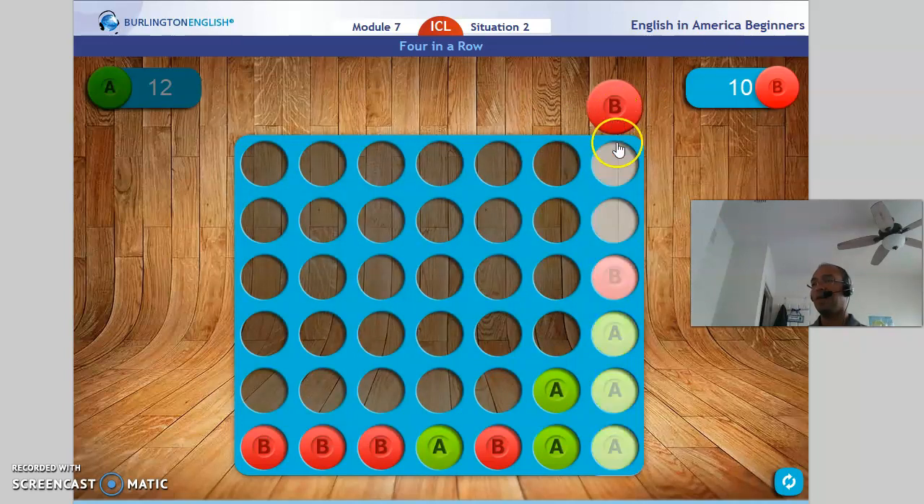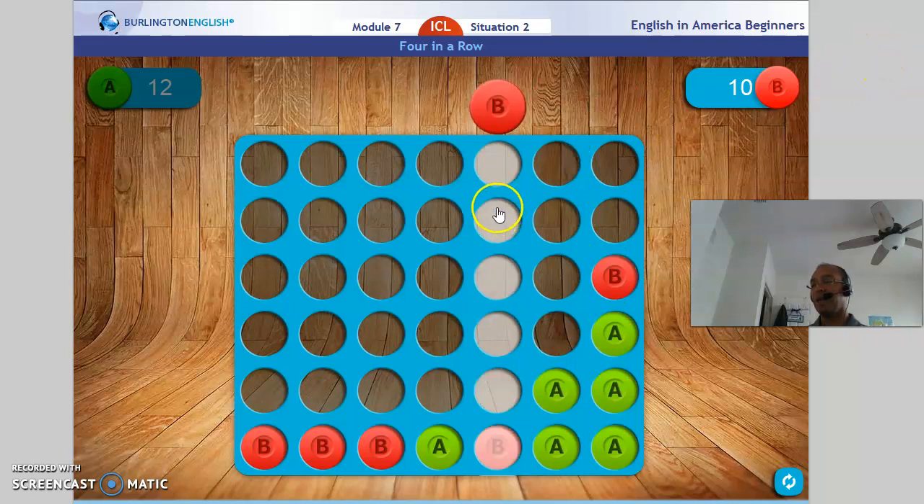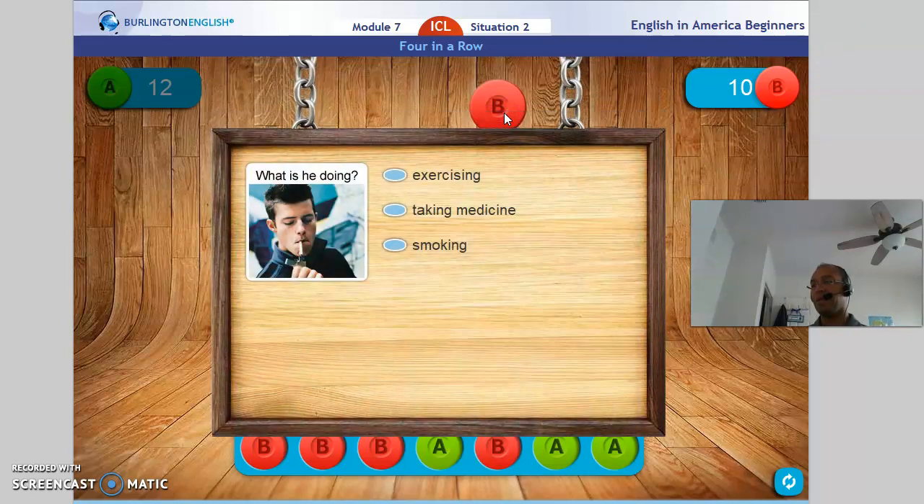Okay, so let's go to B. What can B do to win? Second, third. Let's go to the third row. What is he doing? Oh, he's doing something that we should not do. It's not good for our health. Exercising? We wish he'd be exercising. Taking medicine? He probably will end up taking medicine if he continues doing this. What is he doing? Smoking. Smoking. Don't do it. It's not worth it.